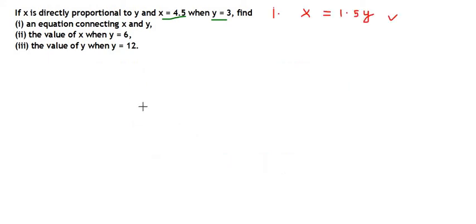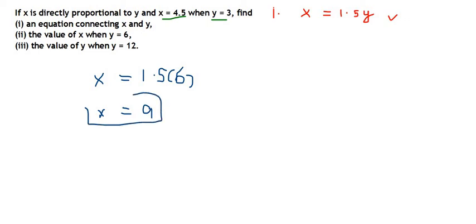Now the second part asks us to find the value of x when the value of y is 6. We have the equation, and we have to put the value of y, which is 6, in this equation and then find the value of x. So x equals 1.5 into 6. By multiplying 1.5 with 6 we get 9. The value of x is 9.